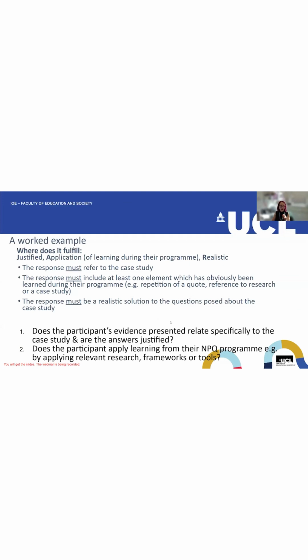But what I want you to think about particularly now is when we're looking at this JAR assessment, as assessors, we get 2 questions and we answer yes or no to each of them. Does the answer relate specifically to the case study, and are the answers justified? And I answer yes or no, and the algorithm turns it into a 1 or a 0. Does the participant apply learning from their MPQ programme by applying relevant research, frameworks or tools? And again, I answer yes or no.